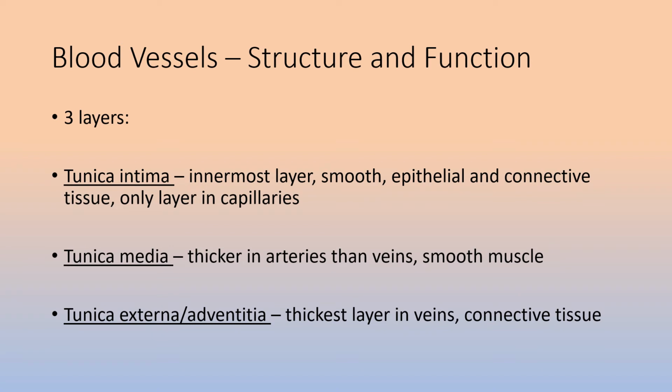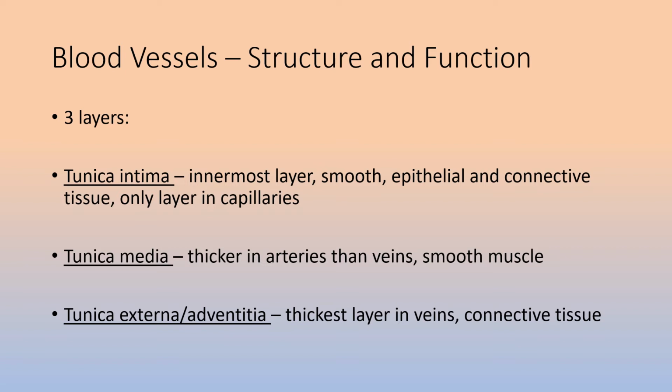When you look at the structure of the blood vessels, usually there are three layers: the tunica intima, tunica media, and the tunica externa, sometimes known as the tunica adventitia. The tunica intima is the innermost layer. It has smooth muscle, epithelial tissue, and connective tissue, and in capillaries, it looks very smooth and is the only layer that's present.